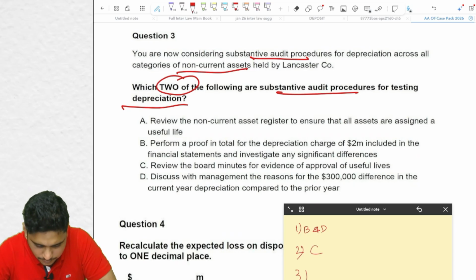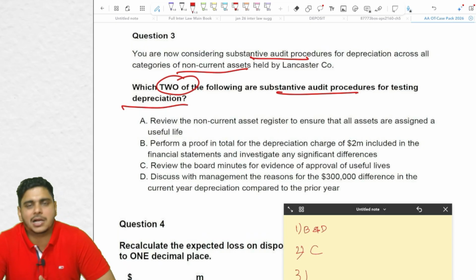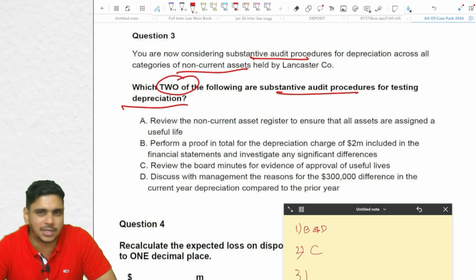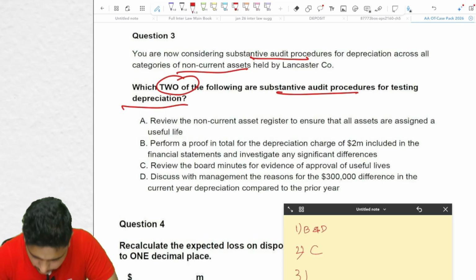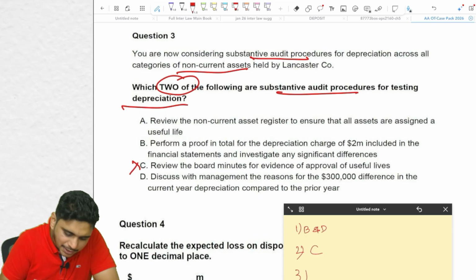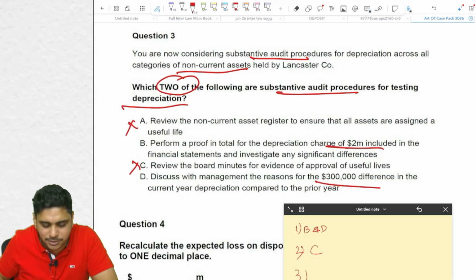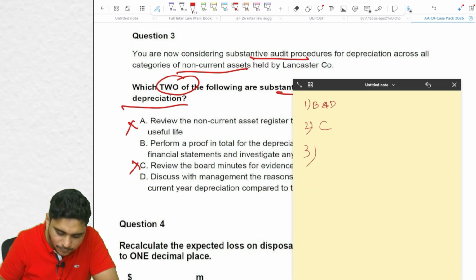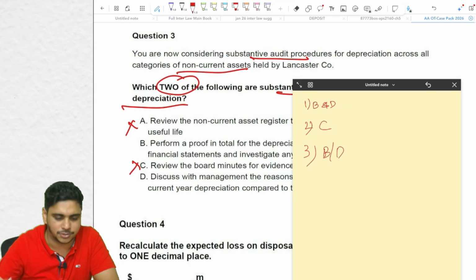Okay. Tally mein wherever you see the amount. Accounts, Tally, Excel, Zoho Books, cloud computing, wherever you see the amount, that is basically substantive audit procedure. So this is compliance procedure, this is compliance procedure. I see the amount in the question, it is my substantive audit procedure. B and D. If you see the amount, it's a substantive audit procedure.